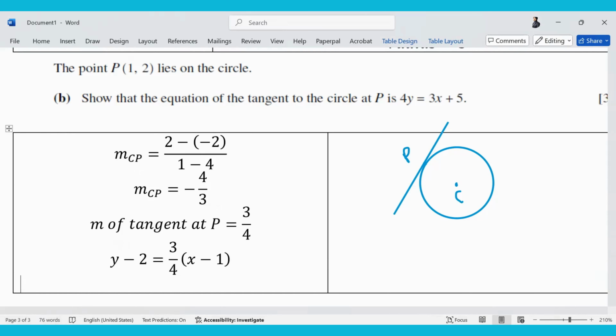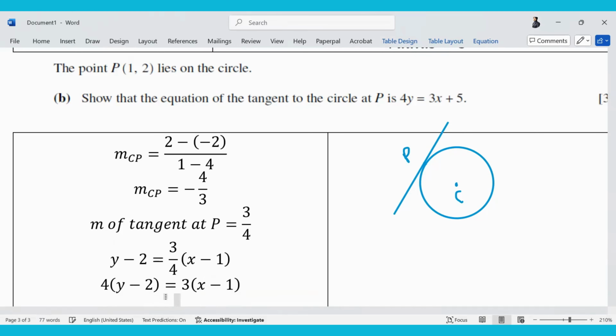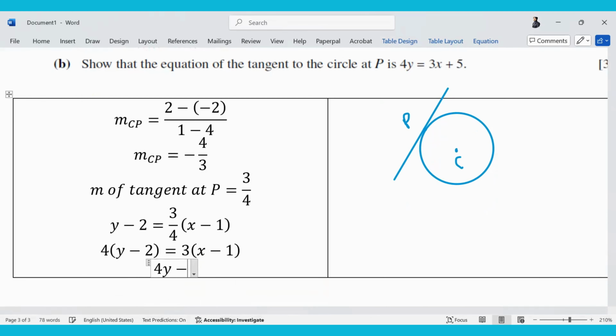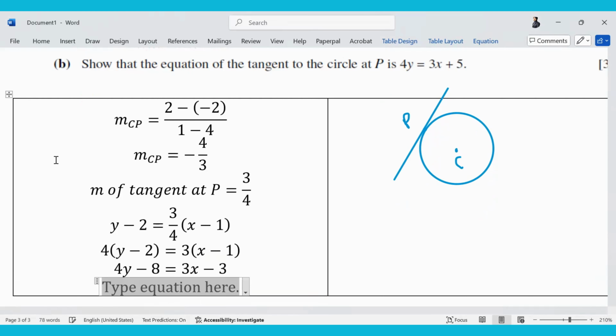Now let's look at the form that I need to convert it in. Should I open the bracket? What should I do? Look at the form जो मुझे चाहिए. I will not open the bracket. बोलो आनिया. Very good. 4 को वहां ले जाके I'll just multiply y minus 2 and 3 will multiply by x minus 1. 4y minus 8 is 3x minus 3. So 4y is 3x plus 5. Is this clear? Answer was already provided. So make sure.